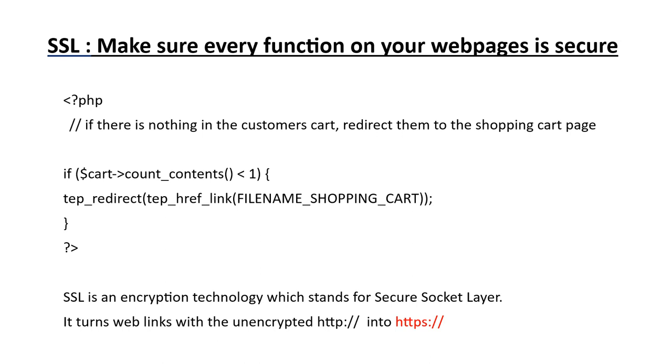So I'll just read out the function. If the cart contents is less than 1, then curly bracket, tep redirect, tep href link, file name shopping cart, bracket bracket, semicolon, curly bracket. I've got my PHP tags at the top and bottom. So you've got your arrow, your question mark, PHP. That's very common, you'll always see that. That's just to show you that you're loading a PHP function. And then at the bottom you've got your question mark and right arrow. That just closes it.